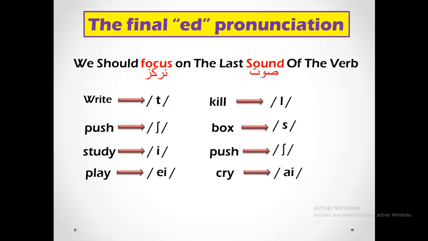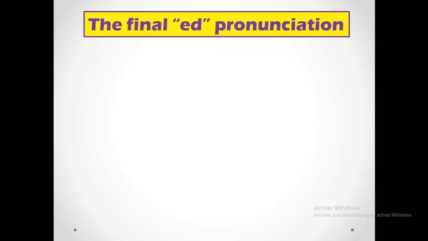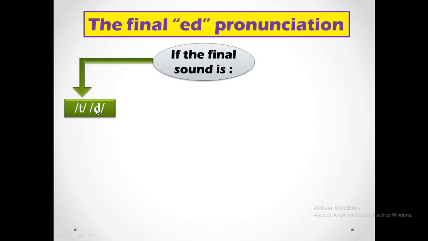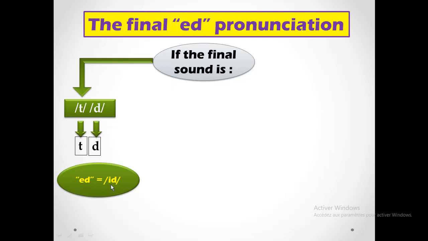The last sound you hear in the verb. Let's continue. The final ed pronunciation. Now if the final sound is t or d, the final ed is pronounced id. Now the sound t is written with t. The sound d then with d. It is id. Like want, wanted, need, needed.